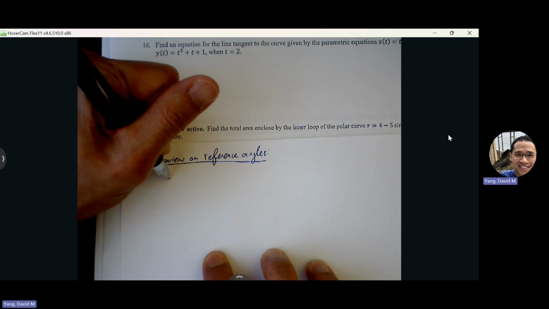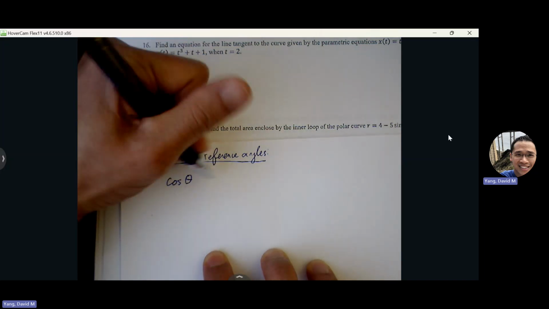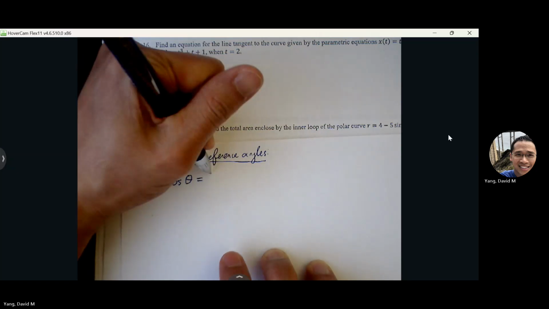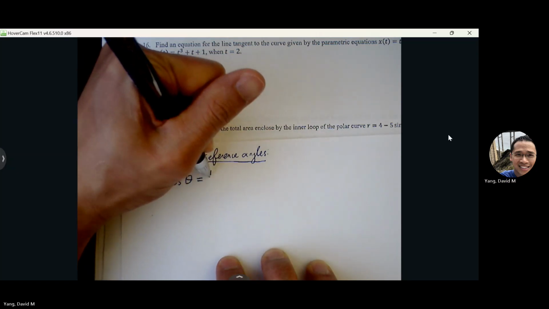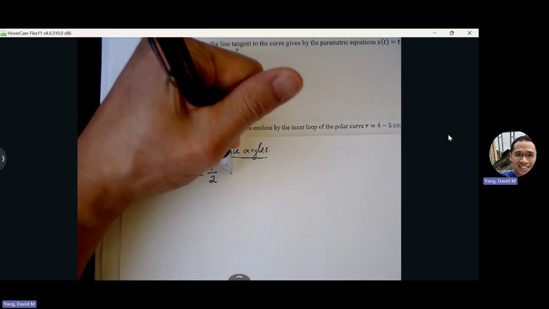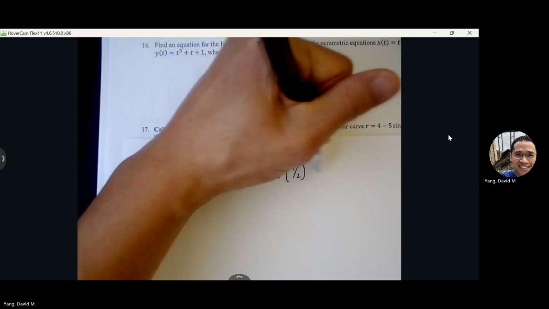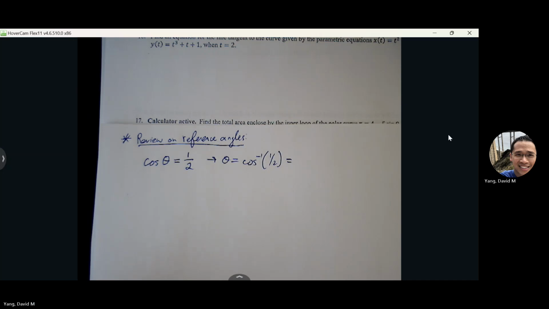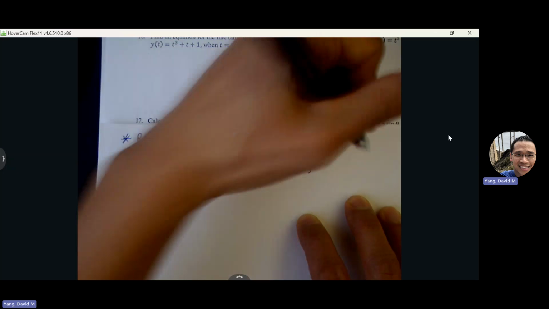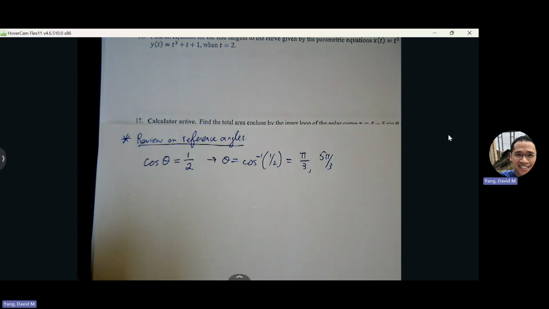Let's say we had cosine of theta is equal to 1/2, right? What would you say theta is equal to? Where's cosine equal to 1/2? Pi over 3 and 5 pi over 3. Now these are all special angles, so we kind of have this memorized already.